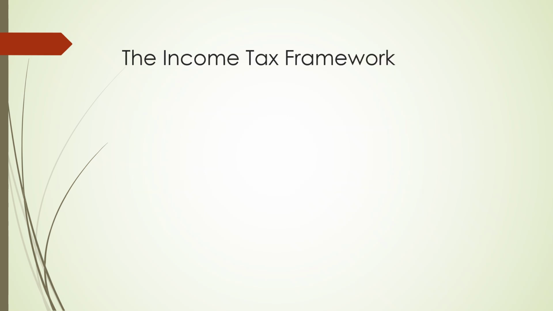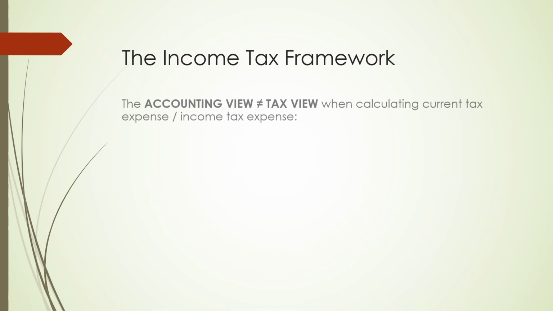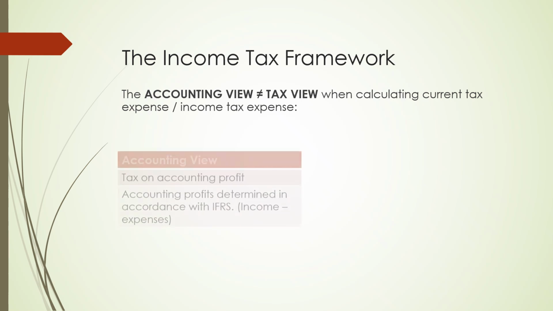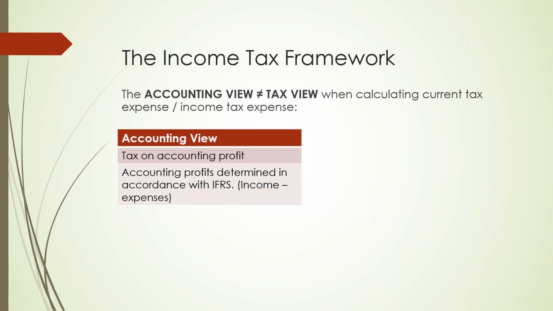Look at the income tax framework. The accountant's view is different from the tax authority's view when calculating current tax expense or the income tax expense. From the accountant's point of view, taxation is calculated on accounting profit, and accounting profit is determined in accordance with the International Financial Reporting Standards, whereby income minus expenses gives you your profits.